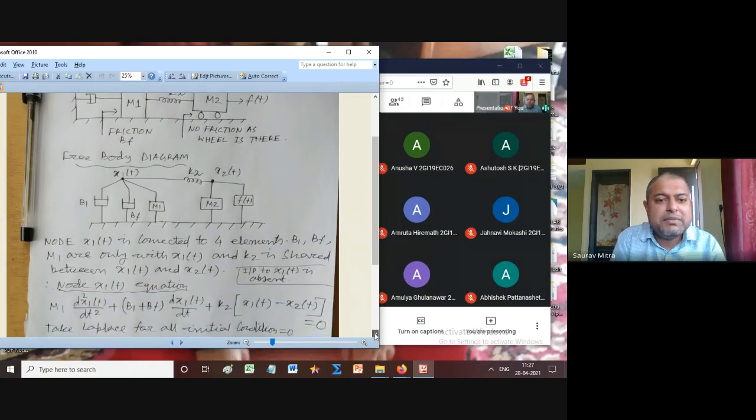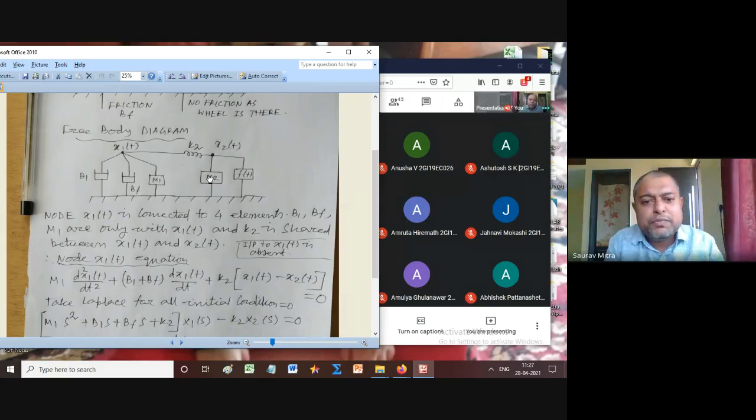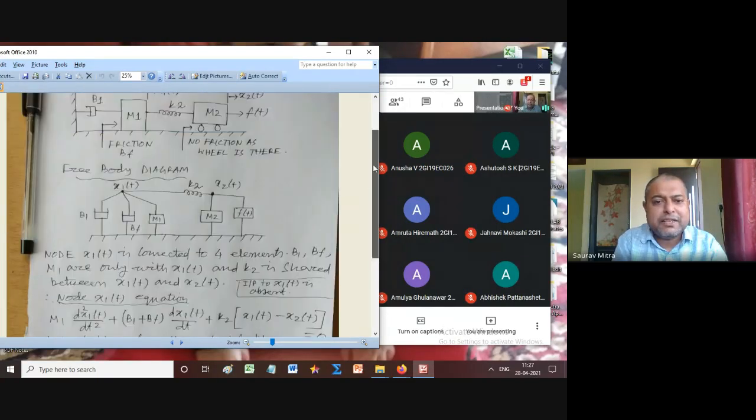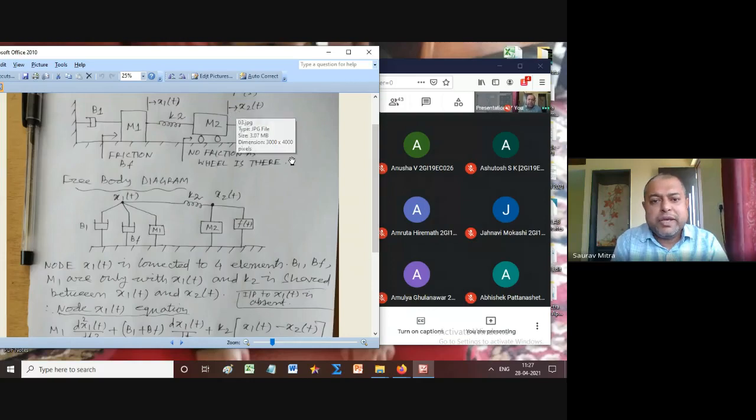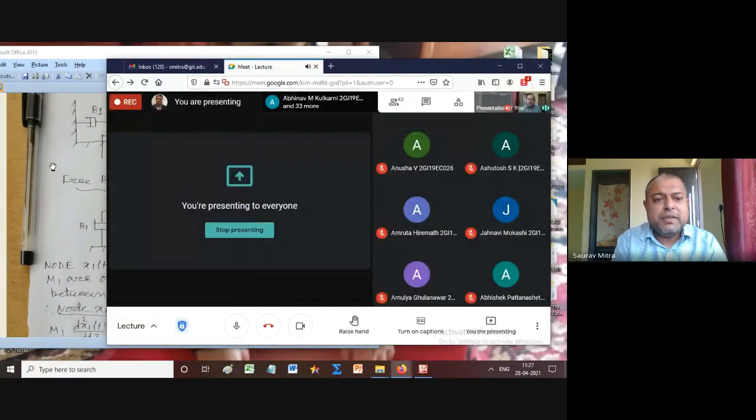This free body diagram is very important to draw. I'll start from the right. Here this is x2, the displacement of mass m2. Ft is the force given, and you can find that this x2 is connected to k2, m2 and ft. This is a very important thing. So x2 is connected to what? x2 is connected to k2, m2 and ft. So x2 is another node displacement, connected to k2, m2 and ft. This is the first quantity I am finding.